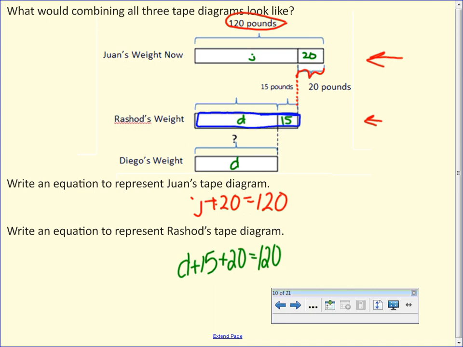All right. Can I combine terms, make less expressions there? Yeah, that's the same thing as D plus 35 equals 120. Yes? But we haven't proved that yet. But we could have.